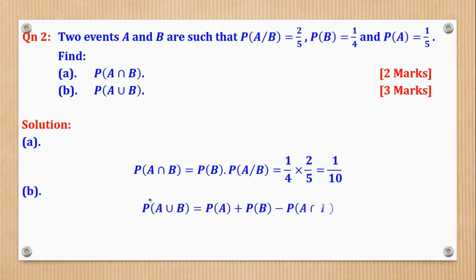Then for part B, probability of A union B, we shall use the addition rule. Probability of A union B is equal to probability of A plus probability of B minus probability of A intersection B. The good thing, all of these we have, so we shall substitute and get the final answer, and that's what they wanted.